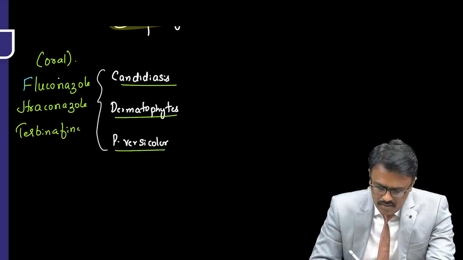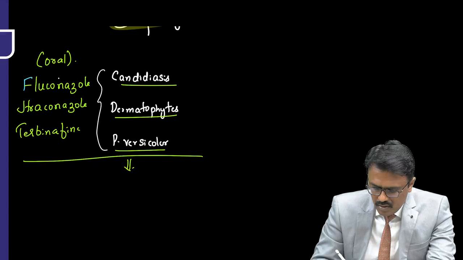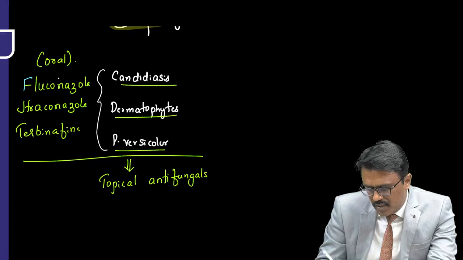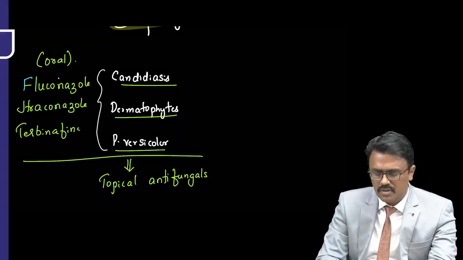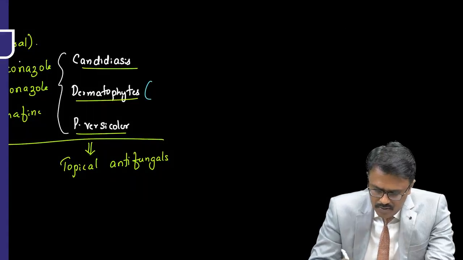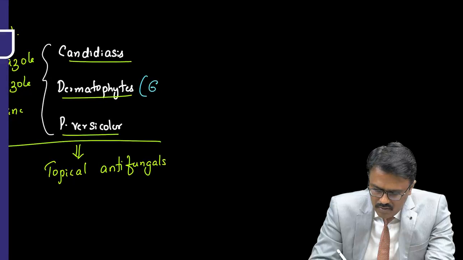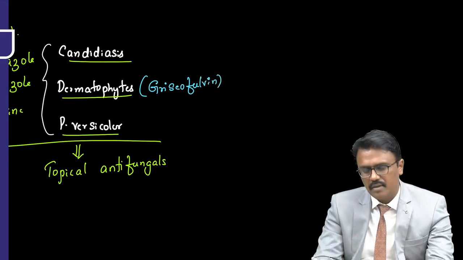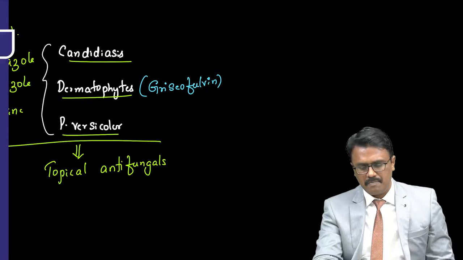Now for all these, we can also use the topical antifungals. Just now we discussed that the topical antifungals can be used. So you can use them to treat candidiasis, dermatophytosis and pityriasis versicolor. And one more drug that is exclusively used for dermatophytosis is called griseofulvin. So this is how we manage the superficial fungal infection in dermatology.